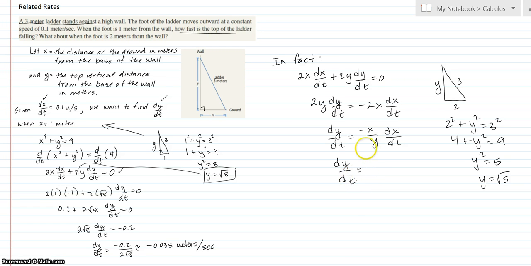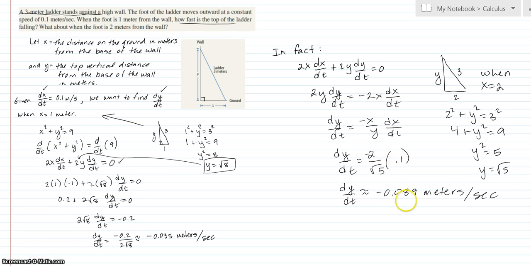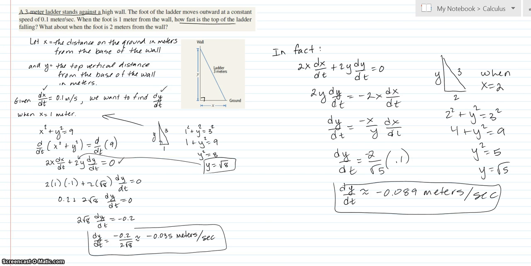We have x is 2, and this is when x was 2. And the y, we found, is the square root of 5. The dx/dt is still moving at a constant speed of 0.1. So what is that going to be? Multiplying all that out, you get negative 0.089. If you look at the magnitude of that, it is a little bit larger. So that's the answer for the second question and the answer for the first. Hope that helps.